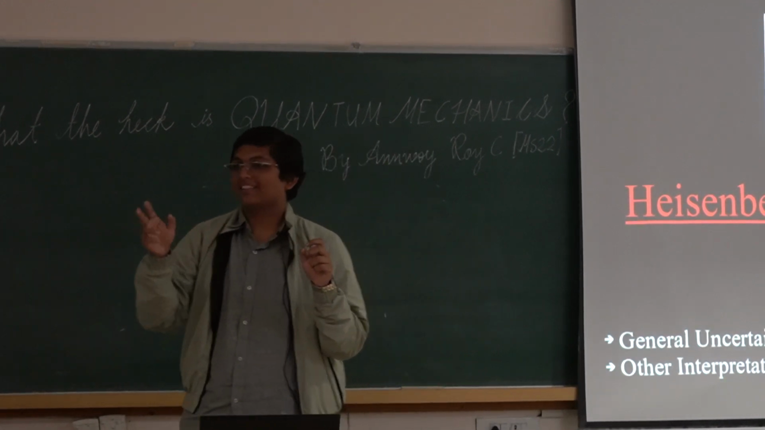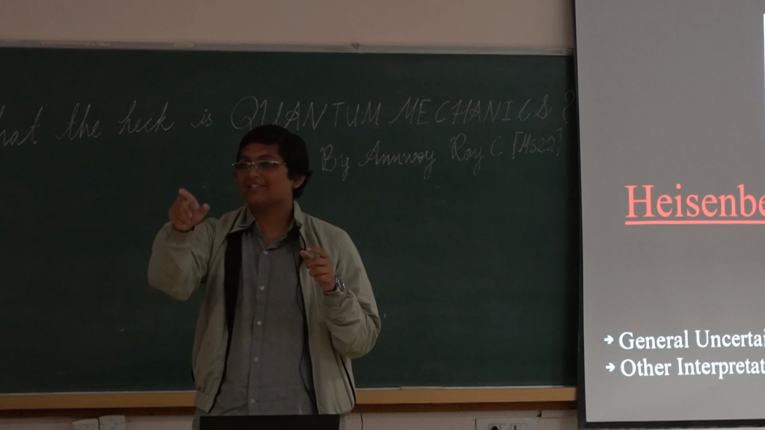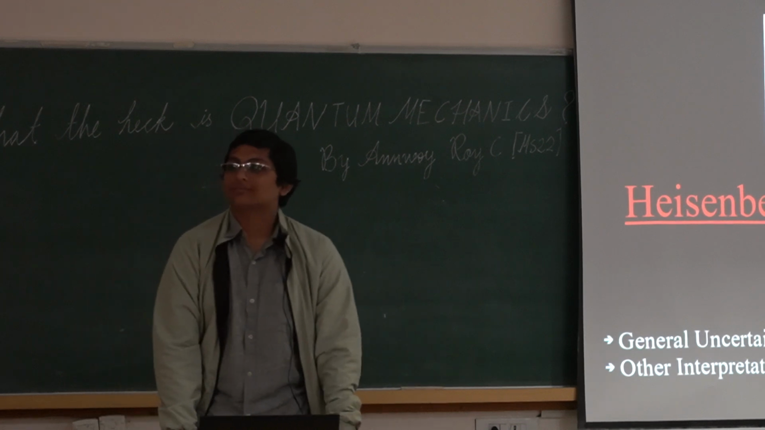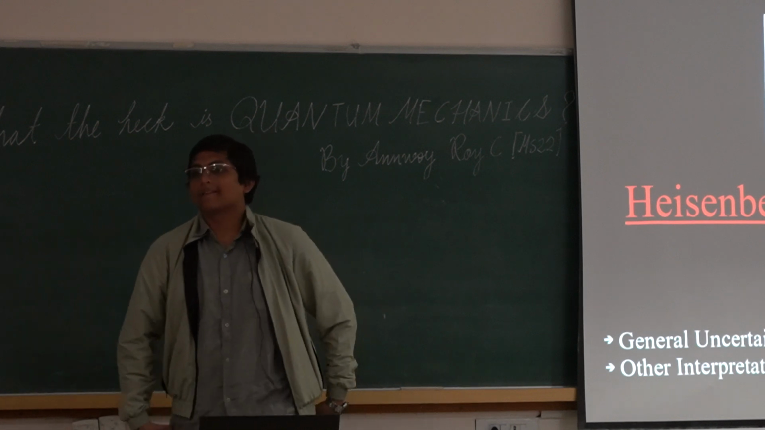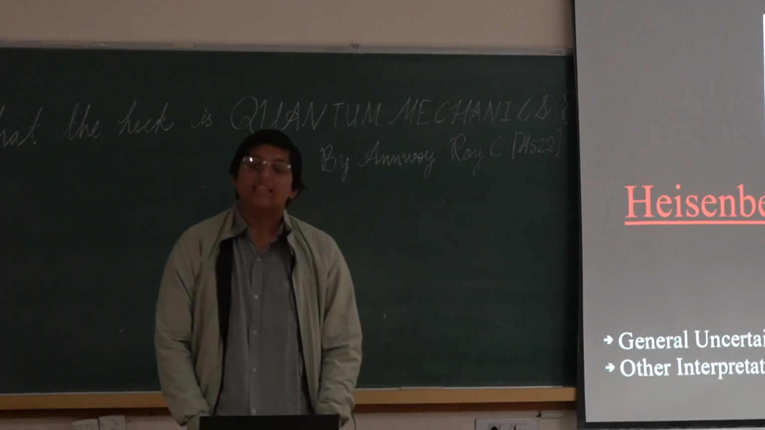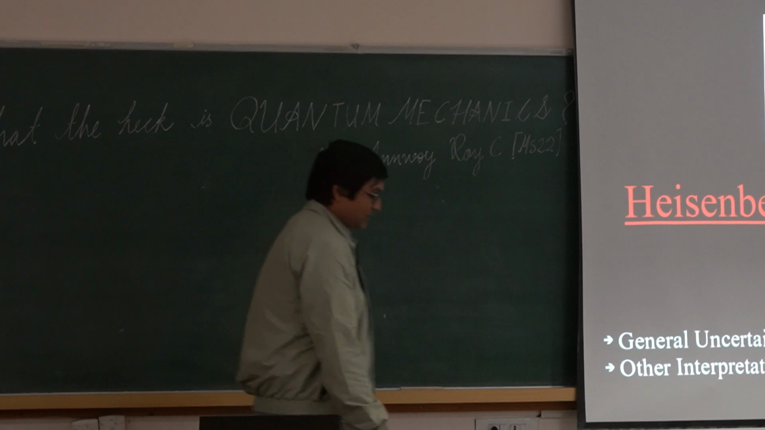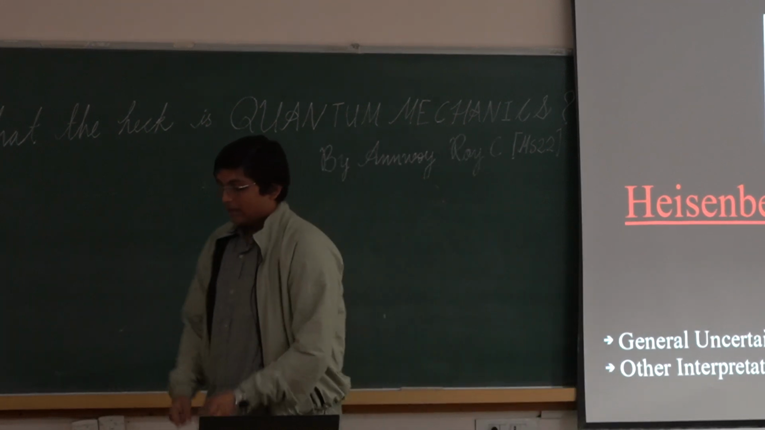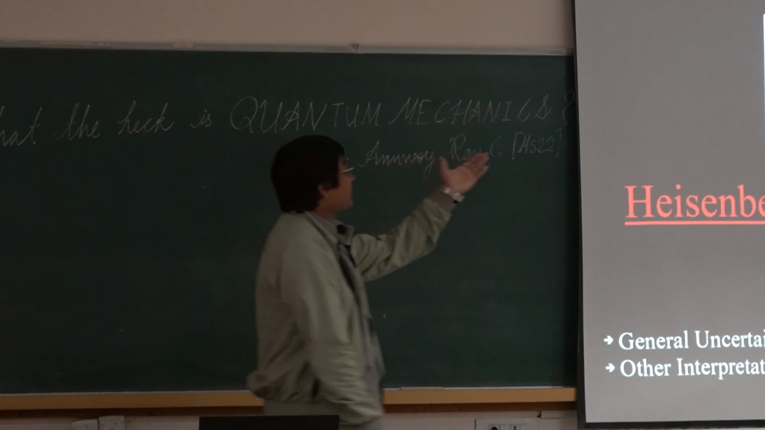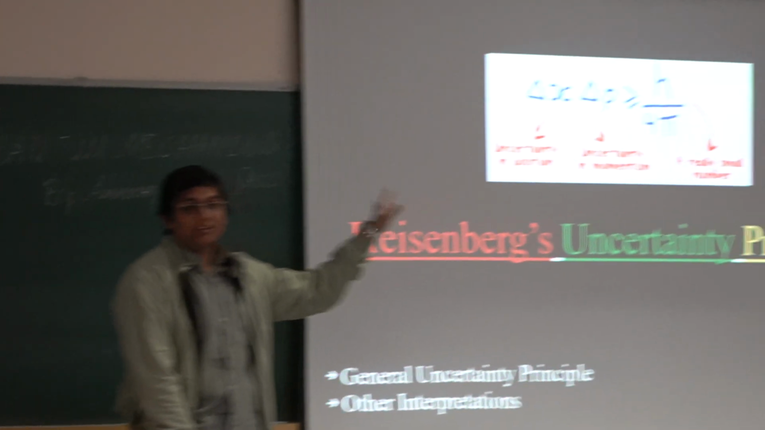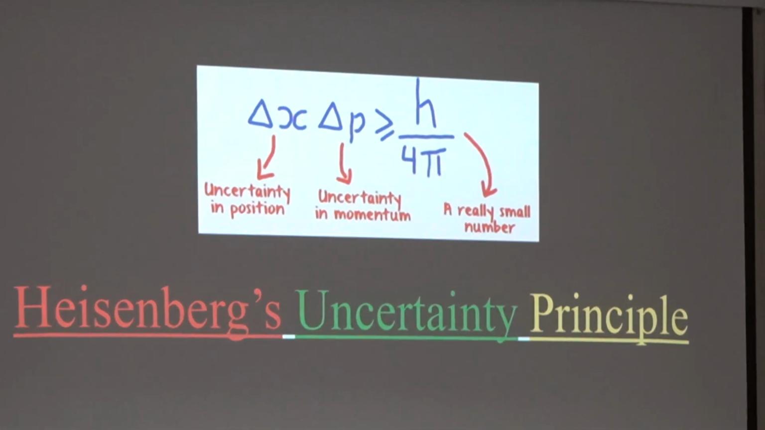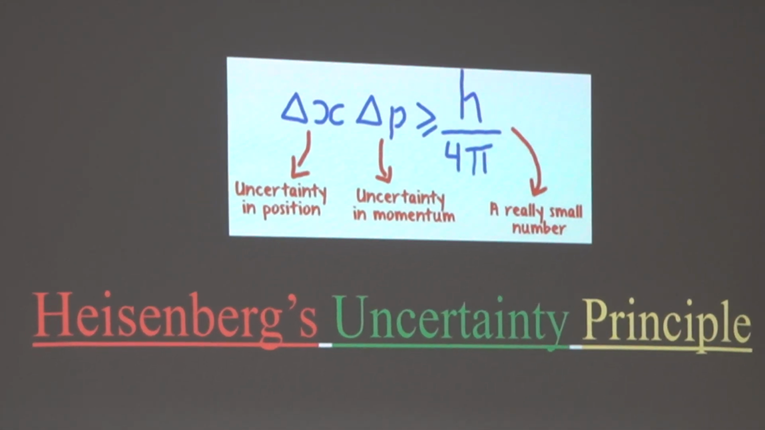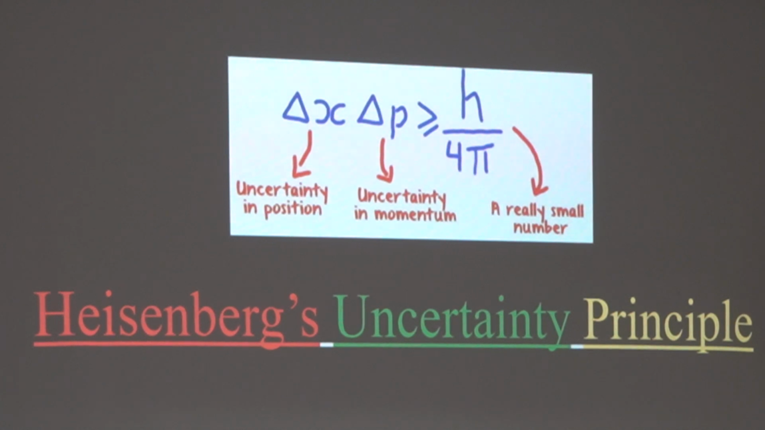Yeah, and anything else you want to add? We cannot know the position and momentum of a state with perfect precision at the same time. Yes. So that's what we study as the uncertainty principle. You can see the equation: delta x times delta p is greater than or equal to h by 4 pi. This delta, we call it uncertainty. In terms of statistics, it's the standard deviation. That's it.